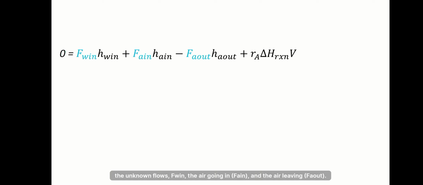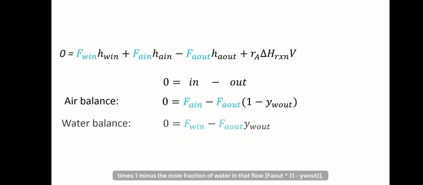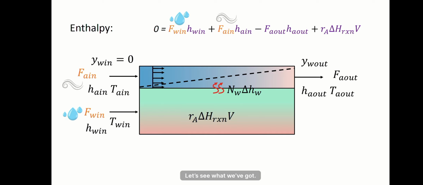The unknown flows: F_W,in, the air going in, and the air leaving. So we need more equations to solve this balance. Let us set up the steady state balance for the air. The air enters as fresh air with a flow F_A,in, and it leaves with a flow of the total flow times 1 minus the mole fraction of water in that flow. The last equation we need is the water mass balance. The water that comes in, F_W,in, leaves with the vapor, so y_W,out times the flow of the air out. Let's see what we got.